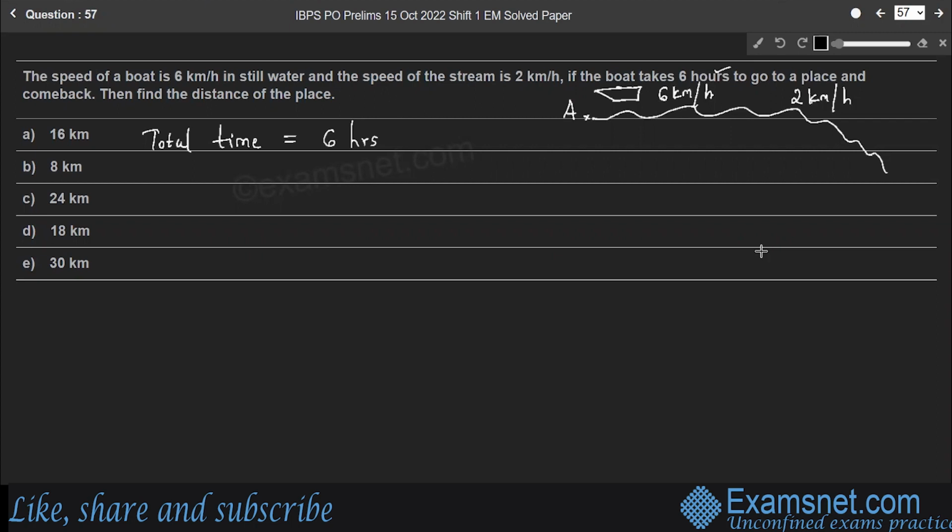We'll consider A and B as two places. So let X be the distance between two places. In first case, boat is moving in the direction of the stream. Whenever a body, or in this case particularly a boat, is moving in the same direction of the stream, such type of motion is called downstream motion. Because of downstream motion, boat has got some speed which is called downstream speed.